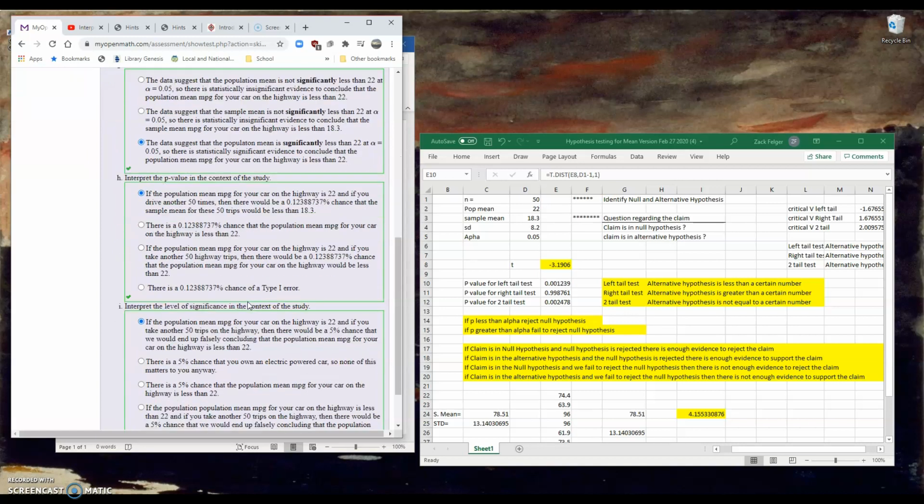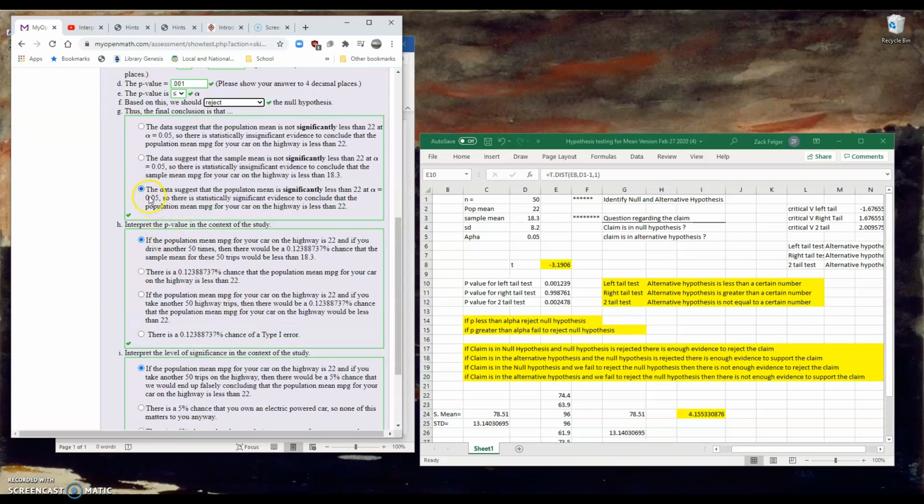In making our conclusions, we can state that the data suggests that the population mean is significantly less than 22 at alpha equals 0.05. So there's statistically significant evidence to conclude that the population mean miles per gallon for your car on the highway is less than 22.